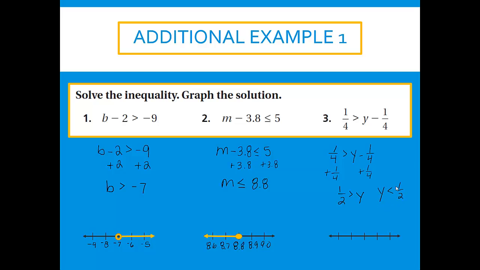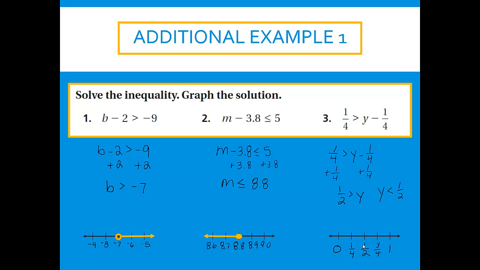I have y is less than 1/2. So I'll have 1/2 on my number line, and then I can go up by 1/4 each time. So I can say this is 3/4, and then we have 1 whole. And then to the left, I'd have 1/4 and 0.